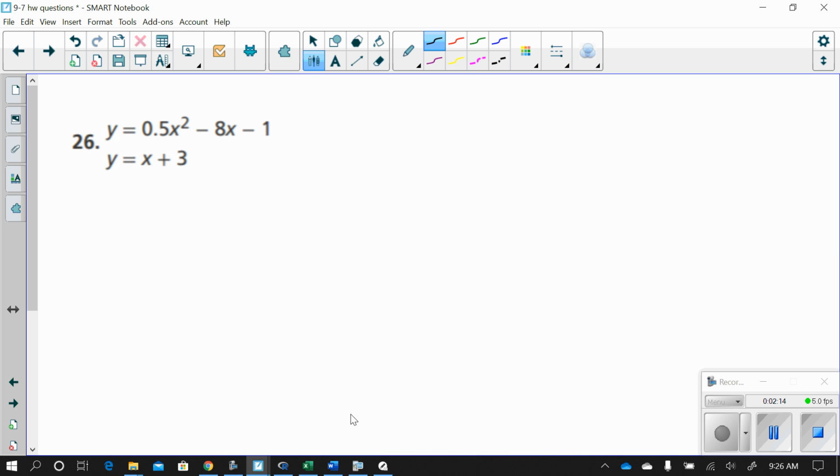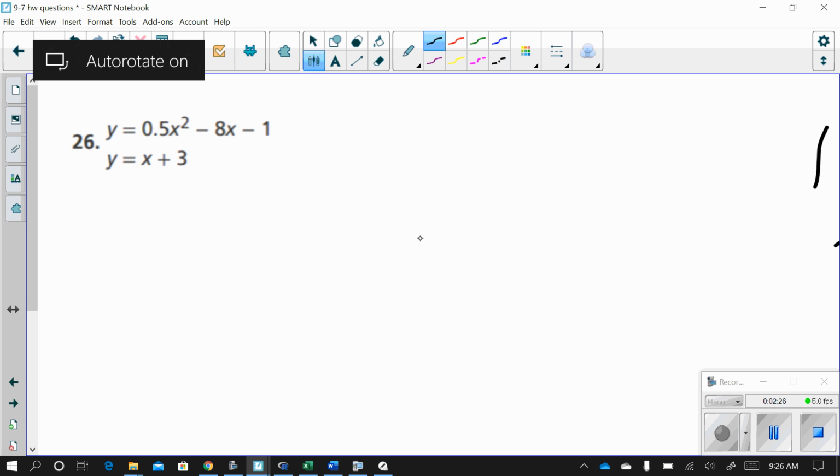Okay, next problem I was asked about was 26. Okay, 26, it just told us to solve. Sorry, moving my computer around so I can write. Okay, 26 didn't tell us a specific way to solve, so we can pick any way we want. The person who requested this said that she liked elimination the best, so let's do elimination.